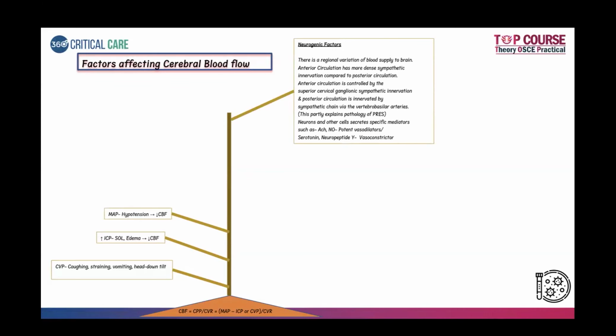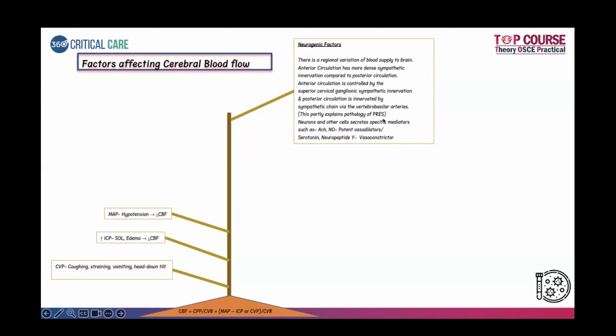We know that there is regional variation of blood supply to the brain. Some of the cortical regions are better blood supplied compared to the inner non-cortical regions, which have less blood supply. Thereby, they are more amenable to hypoxia and hypotension. Anterior circulation has more dense sympathetic innervation compared to the posterior circulation. Anterior circulation is controlled by the superior cervical ganglion sympathetic innervation, and posterior circulation is innervated by the sympathetic chain by the vertebrobasilar artery.